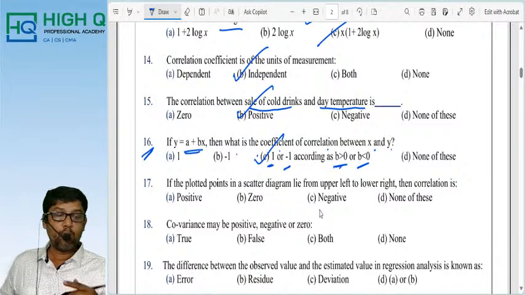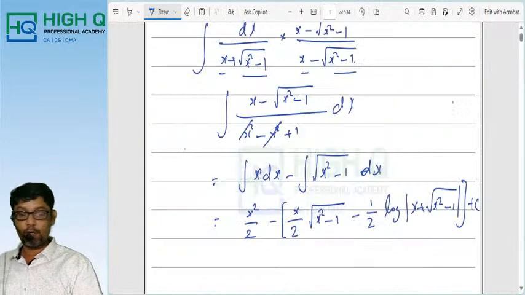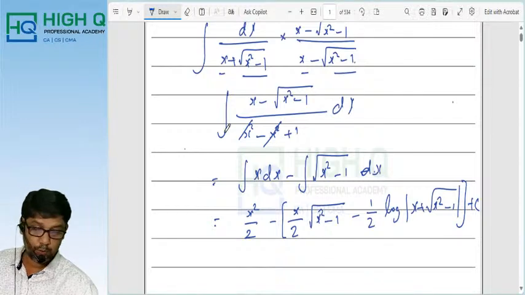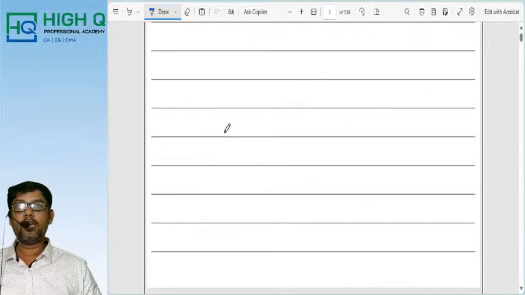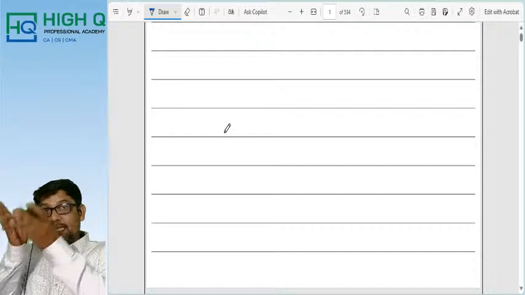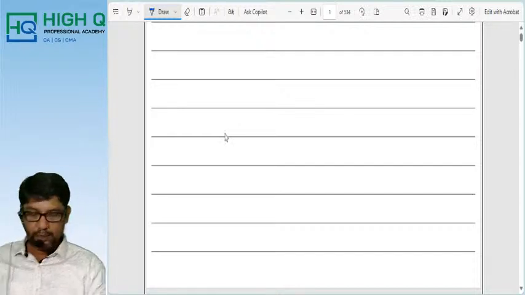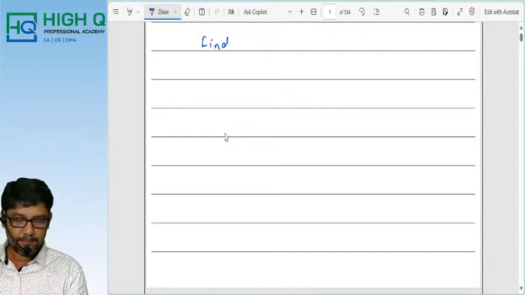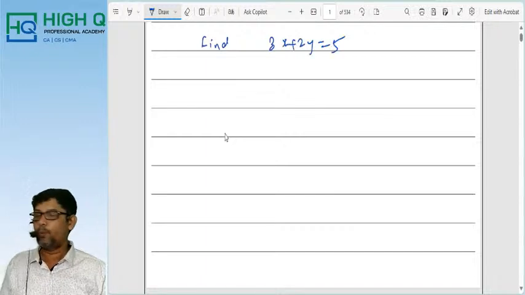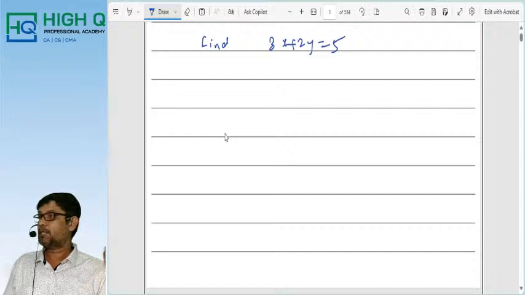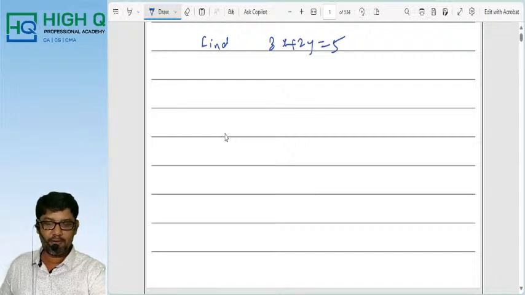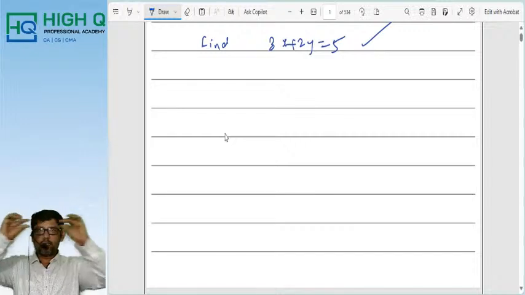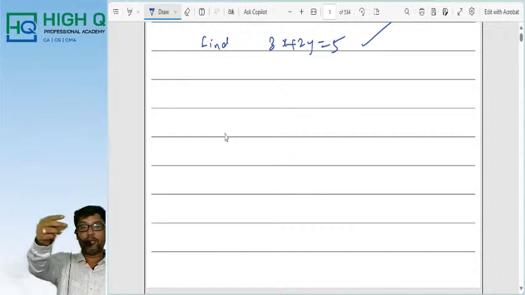Now, how can this be applied in the exam, how can the question be asked? See, don't expect the same question, sir. No, this is application, how it is getting connected. Find R. 3x plus 2y is equal to 5. This is given. We need to find out R when 3x plus 2y is equal to 5. A linear equation is given. Can anyone tell me the value of R?